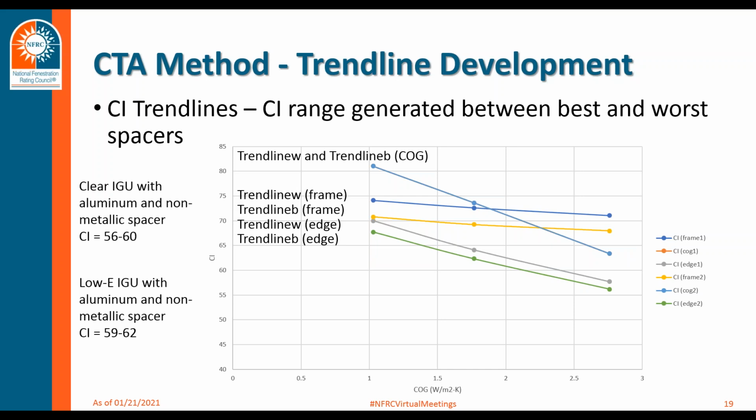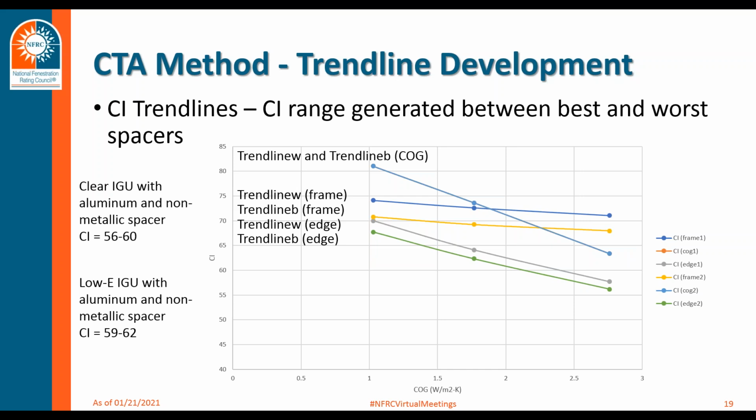So as a quick example, say you have a glazing option with a center of glass of just say 3.4 watts per meter Kelvin, and that could be equivalent to a clear IGU, could have a range, say 56 to 60 for all spacers in that product line. Again, that range is based off the aluminum spacer and the non-metallic spacer.